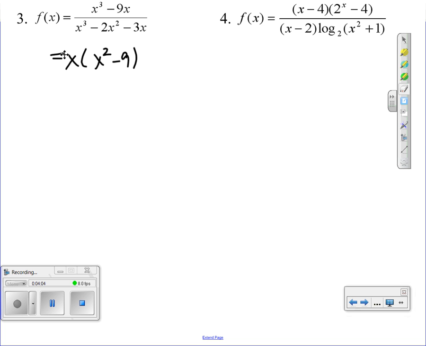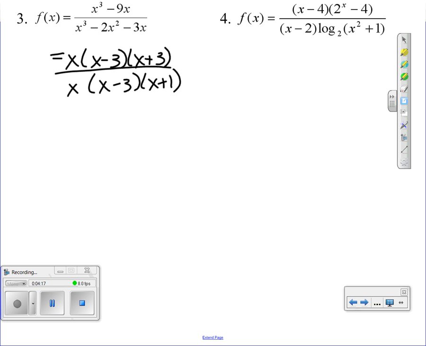Actually, that's a difference of squares, so I might as well do that all at once. On the bottom, I'm going to take an x out and then factor that, hopefully correctly. So again, A, B, C. 0, undefined, indeterminate. I start with indeterminate.